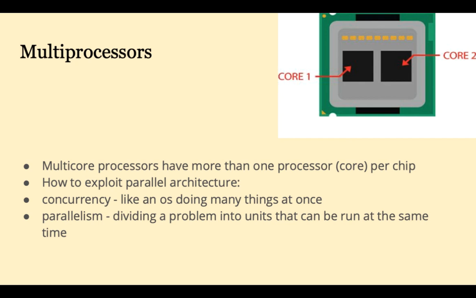How can we exploit this parallel architecture? One way is through concurrency. Do many different things at the same time. Operating systems take advantage of parallel hardware to implement concurrency. Another approach is parallelism, dividing a problem into units that can be run at the same time on different processors.